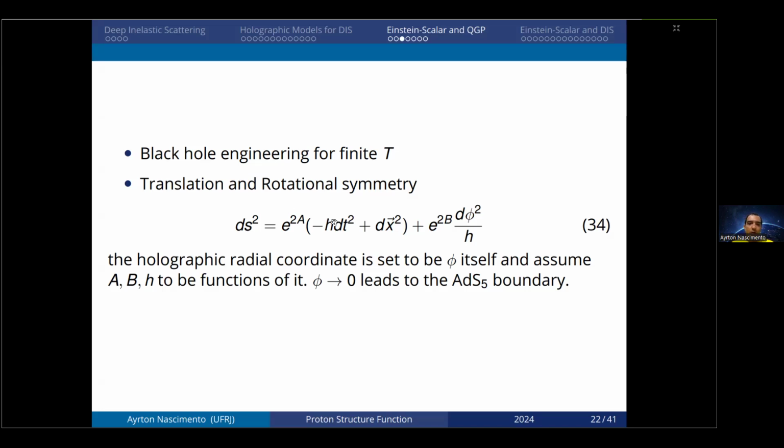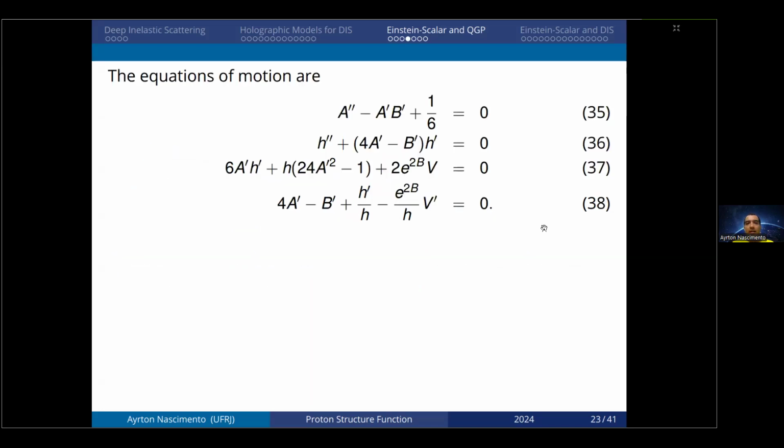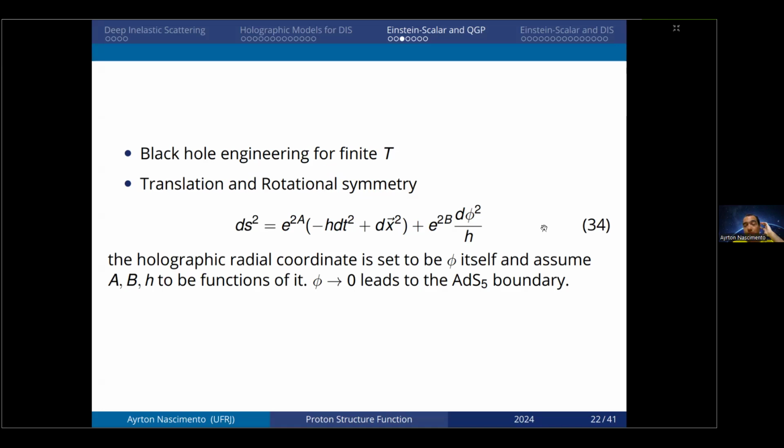And you also have the horizon function over here, which reproduces the black hole. This black hole is not exactly a black hole; in the literature, people call this a black brane. It has some temperature because it has a horizon and everything. And if phi goes to zero, it leads to the AdS-5 boundary. So using this engineering for finite temperature, you can get things related to finite temperature problems.